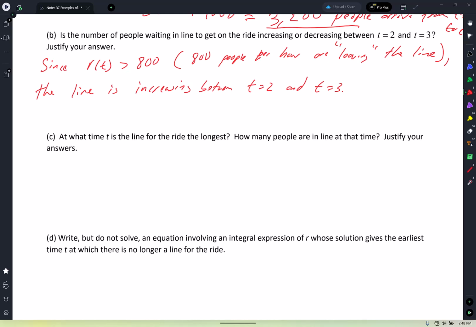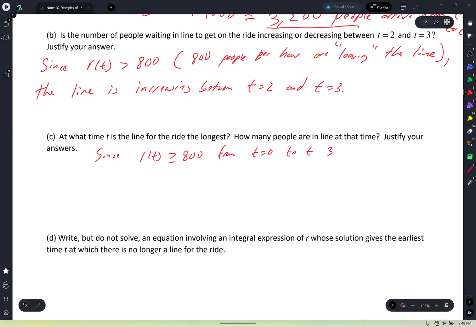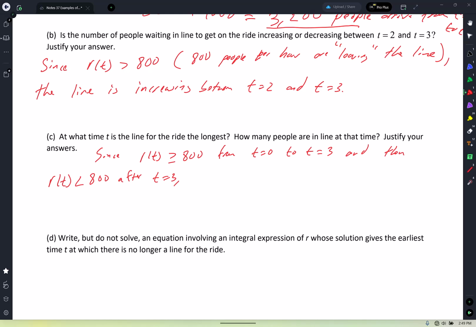Since, no, let's see. So 800 is the biggest one. So I'm going to say since R of t is greater than or equal to 800 from t equals 0 to t equals 3, and then R of t is less than 800 after t equals 3, the absolute max must occur at t equals 3.